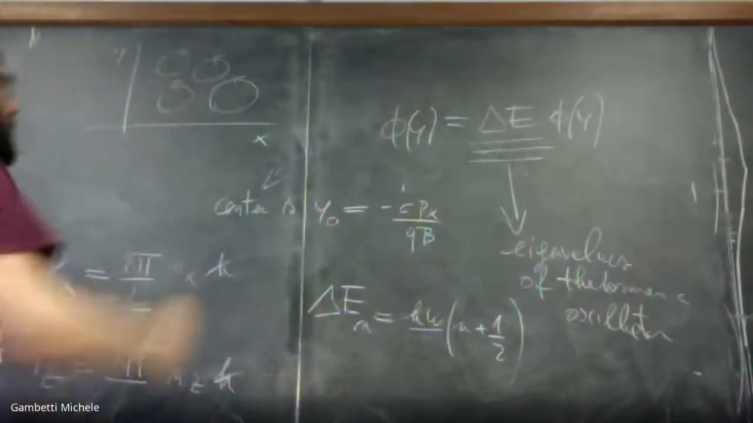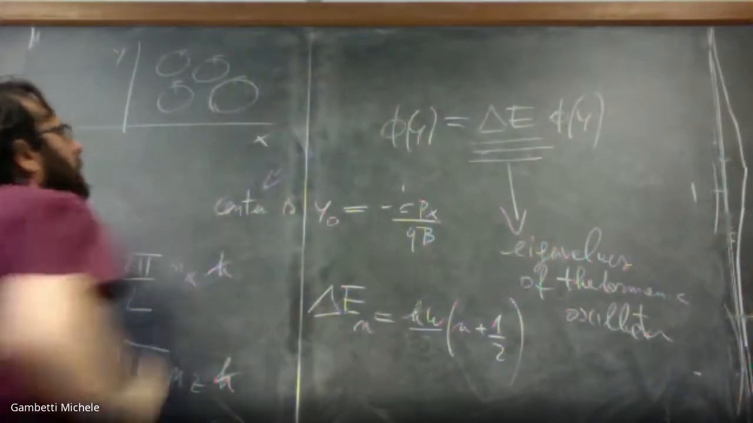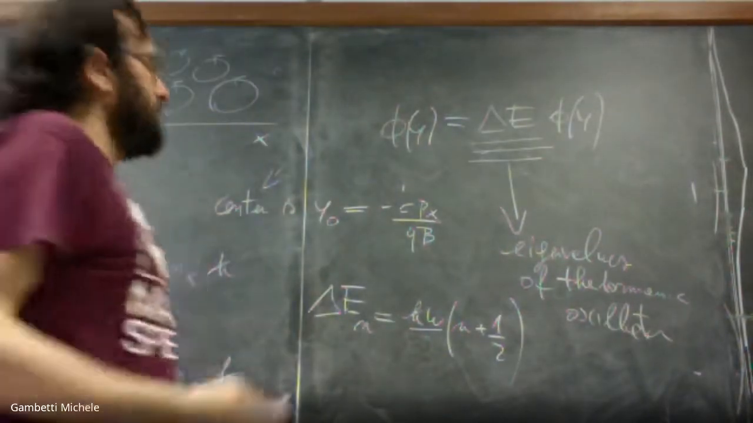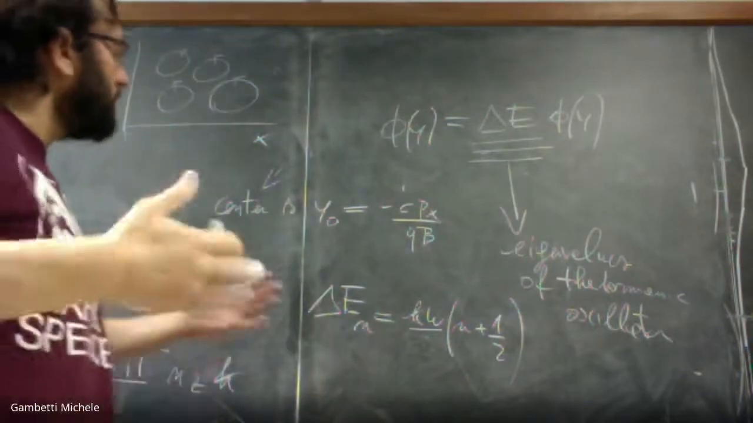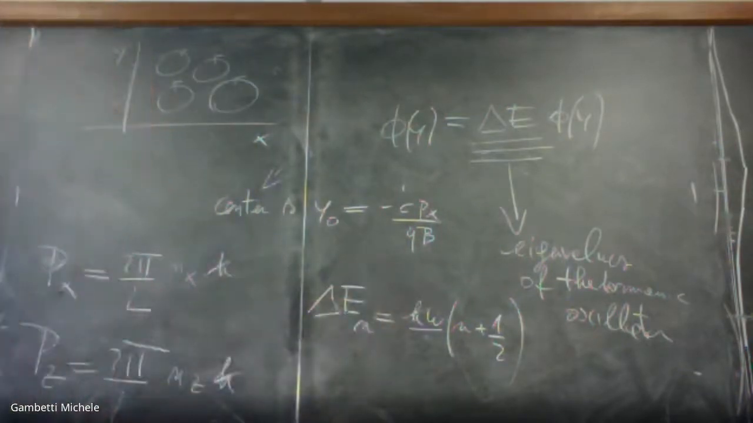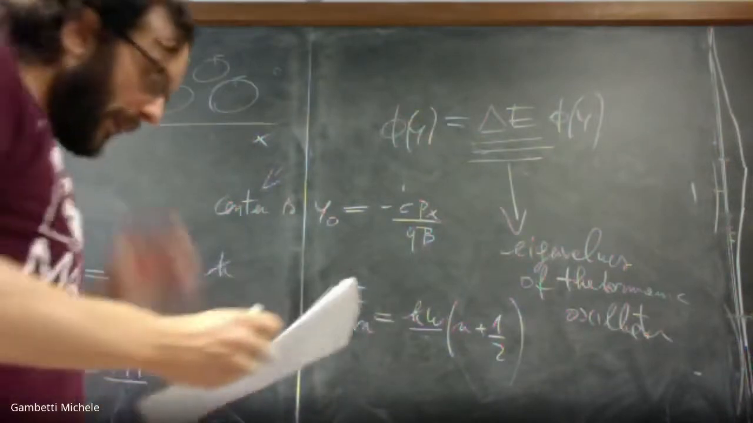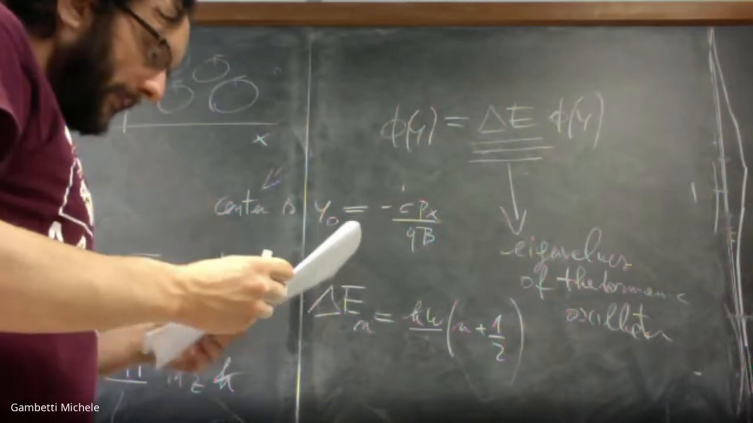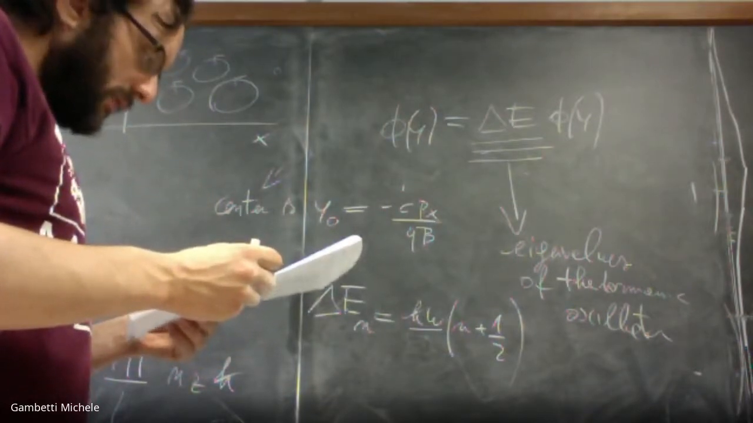Okay, so I will have a situation like this. I cannot have a trajectory smaller than a certain value, let's say. So the size of the circle, if you want, is determined by the quantization of this energy. Okay. Let me start here.